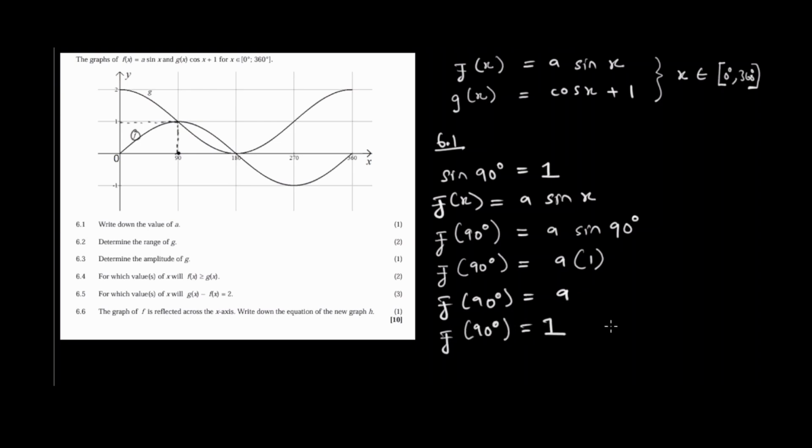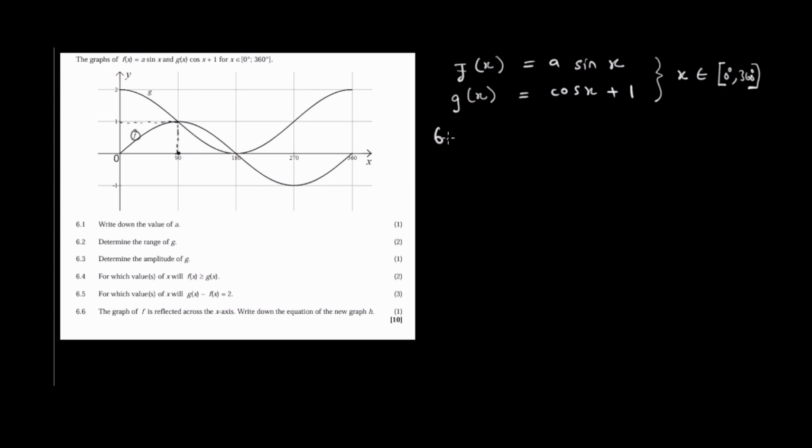From this realization, using the simple laws of transitivity, we can deduce that therefore a should be 1. Since f(90 degrees) is equal to a and f(90 degrees) is also equal to 1, a should be 1. If you have any questions, please don't hesitate to ask. So this is how we do 6.1. Let us move on to 6.2.